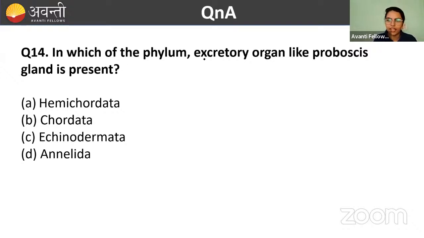Okay, in which of the phylum is an excretory organ like proboscis gland present? Excretory organ like proboscis. I don't know how to pronounce this. Many people pronounce it differently. My teachers used to pronounce it proboscis. Okay, कुछ जगह पे मैंने सुना है proboscis. I don't know. Proboscis is good. Okay, so choose your option now. कौन से ऑप्शन को लॉक कर दिया जाए?